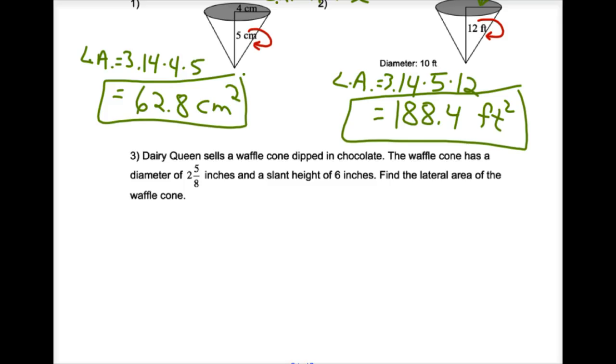Now, Dairy Queen sells waffle cones dipped in chocolate. The waffle cone has a diameter of 2 5/8 inches. Ooh, we're going to have to practice our fractions. And a slant height of 6, find the lateral area of the waffle cone. Why with a waffle cone would we only find the lateral area? Because there's no circles. Think about a waffle cone, guys. You've all seen one. You're going to fill it with ice cream. There's no top to it. There's no circular part. So you would just be finding the lateral area.